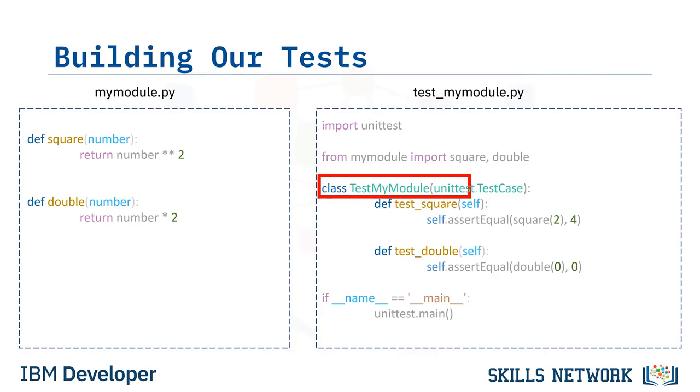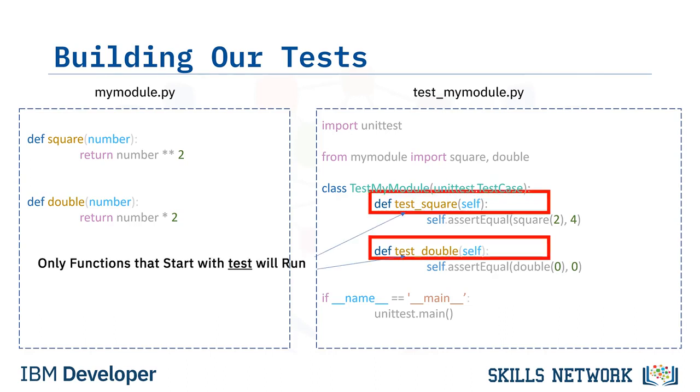Now we can build our unit testing class. First, we create a test class. It is a good naming convention to name the file you are testing and prepend test for the class name. Next, we make the class inherit the test case class of the unit test library. This allows our class to use methods in the test case class.